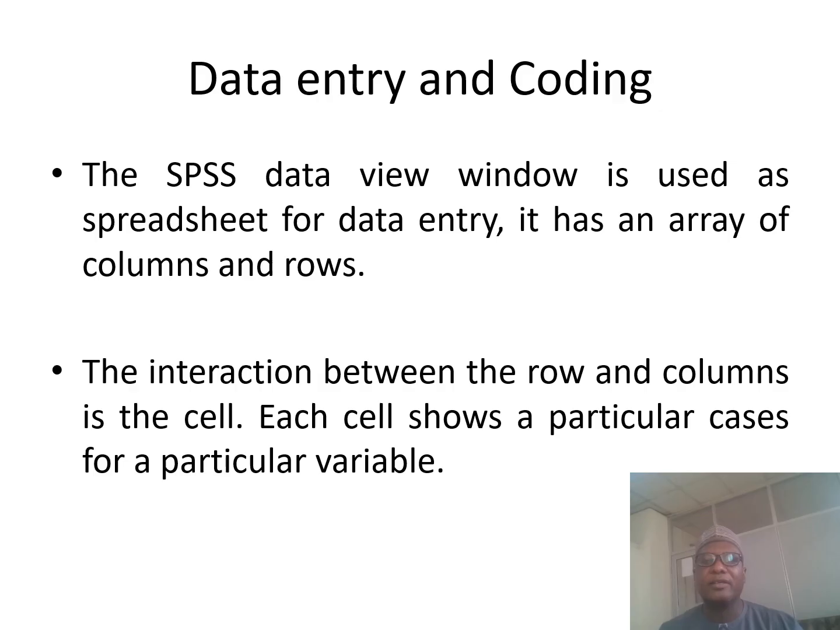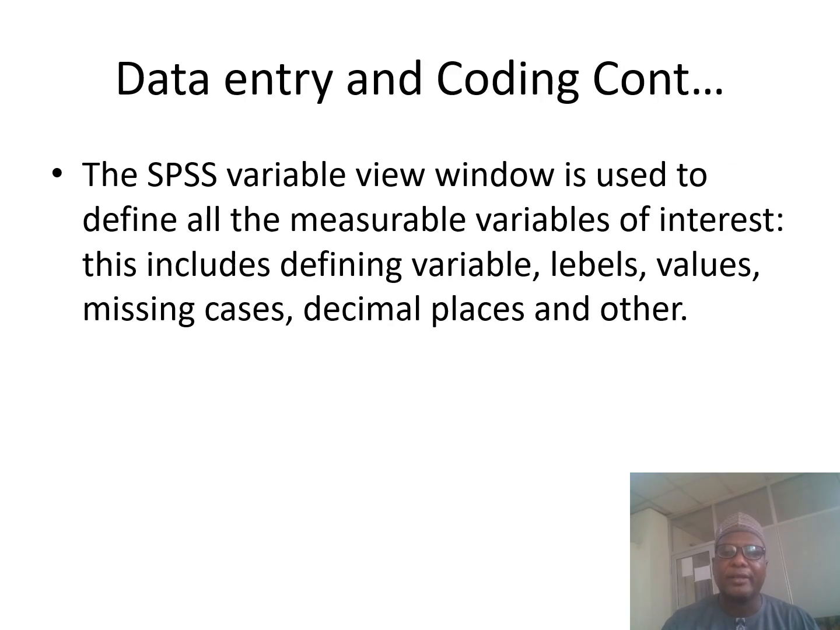Now, next we'll look at data entry and coding, because once you know about SPSS, then you need to know how to enter data into SPSS. These are the basic things that you need to understand, because SPSS has a data view window used as a spreadsheet for data entry. It has an array of columns and rows. The intersection between the row and column is the cell, and each cell shows a particular case for a particular variable. I will give an example of SPSS, but this is how the data view window of SPSS looks.